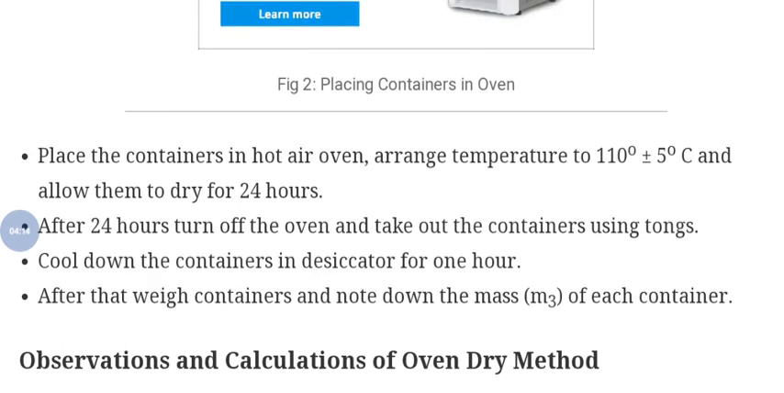After that, place the container in the hot air oven, set the temperature around 110 degrees Celsius and allow them to dry for 24 hours. After 24 hours, turn off the oven and take out the container using tongs. Cool down the container in a desiccator for 1 hour. After that, weigh the container and note down the mass M3 for each container. Here M3 is the dry weight of soil with container.